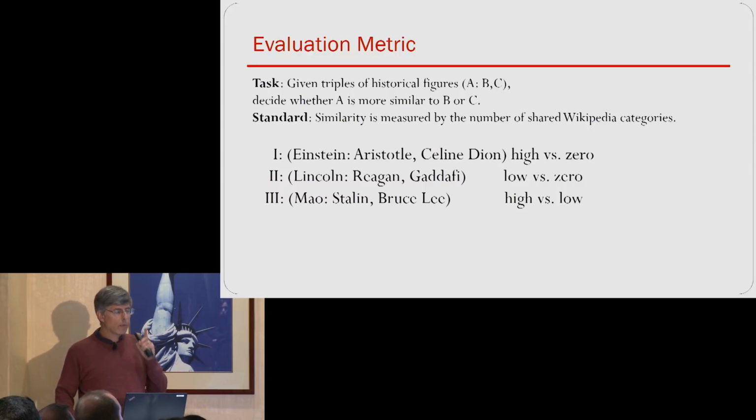How do you tell whether you understand what Wikipedia is? Well, we did some tests where we took triples of historical figures and measured something about what categories they share. If you have a Wikipedia article, at the bottom of the Wikipedia page there are categories that people are put into. And you might say two people are probably more similar if they share more Wikipedia categories in common. That was one way we could evaluate whether or not our method was doing a good job.